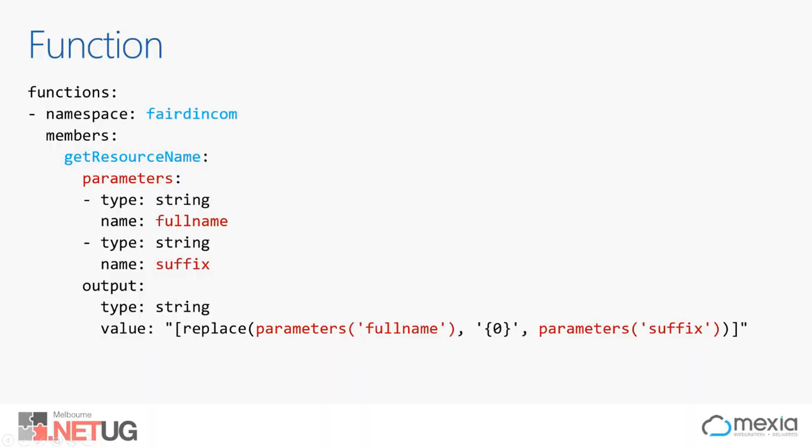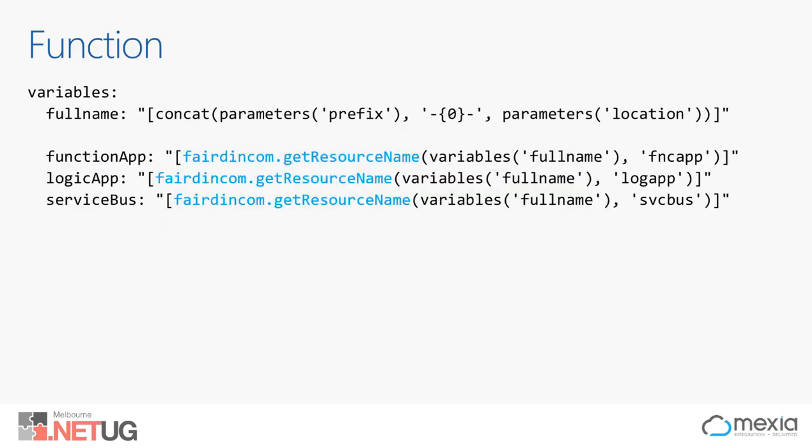What it does is get the full name parameter string, which contains a placeholder, and that placeholder is replaced by the suffix, something like this. This has the namespace with a member. The purpose of using a namespace is to avoid any possible conflict with other existing or predefined functions. So this is how we can use user-defined functions here.